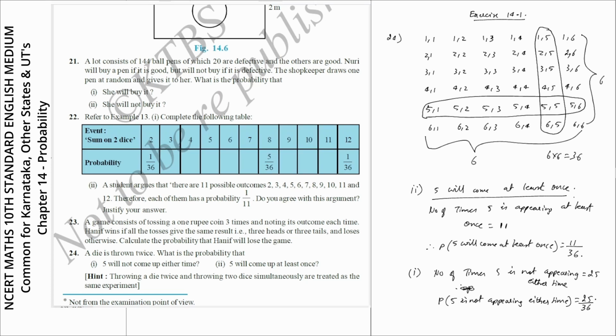Actually these two events are mutually complementary events. That means if we add the probability of these two, it will be equal to 1. So if we know one, we can find the value of the other. In this, first I found out the second sub question. So the first sub question I could have also done by subtracting the probability of the second sub question from 1.